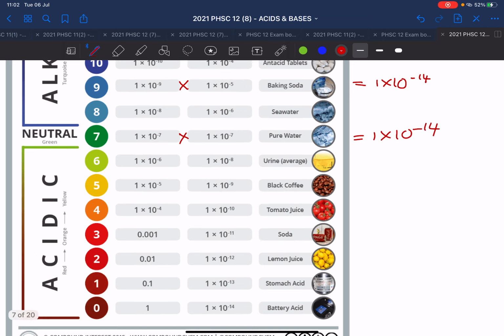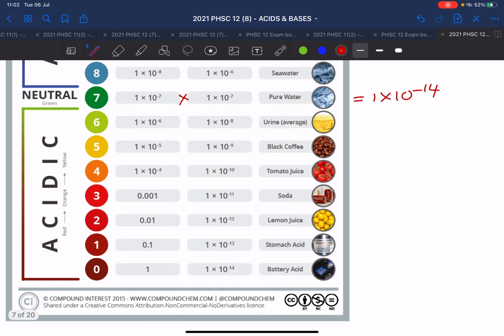Okay, if we go to the acidic side, as ons na die suur toe gaan, kom ons kyk na tomatiesap. Tomato juice, you can see that the acid's concentration is a lot bigger than the base's concentration. Maar as jy hulle met mekaar gaan maal, gaan jy kry 1 maal 10 to the mag minus 14. And the same when you go down. Kyk 'n bietjie jou maagsuur, your stomach acid, is second from the bottom.